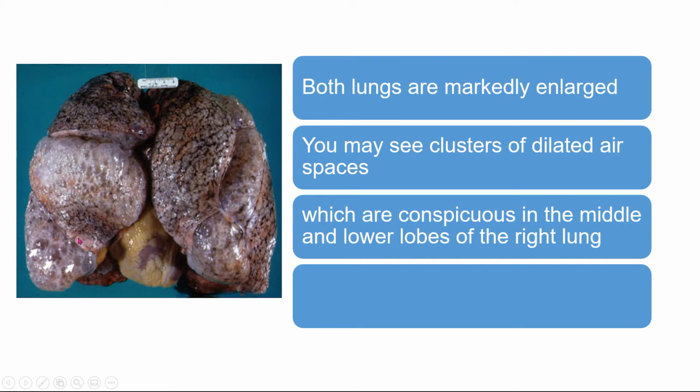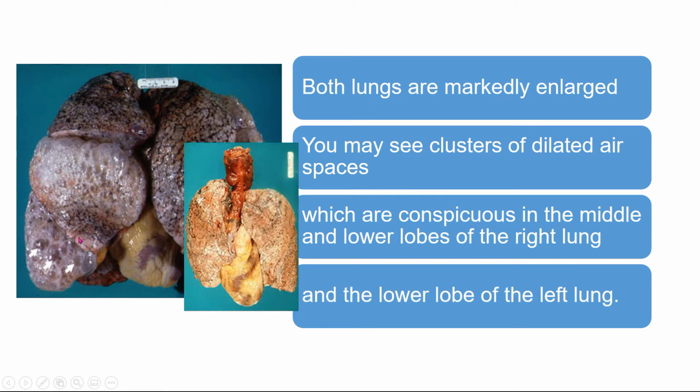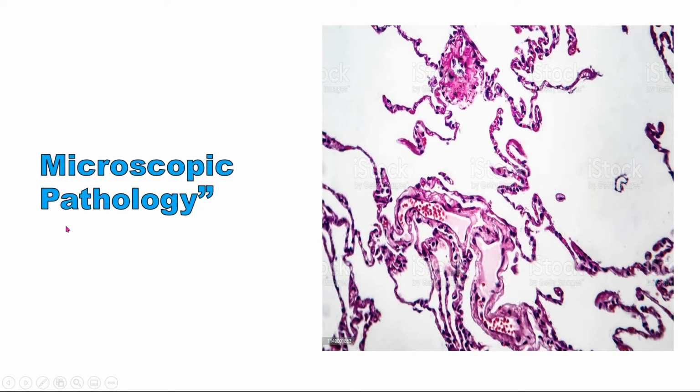These clusters of dilated air spaces, compared with the normal, are also in the middle and lower lobes of the lungs. Histologically, on microscopic examination, you can see the alveoli are very distended. You can see the walls of some alveoli may rupture, leaving broken alveoli like this. It may also cause bullae.